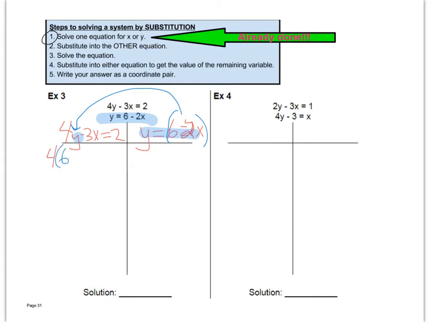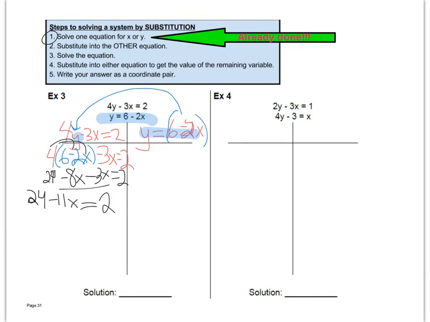Replace means take out the y and replace it with the expression 6 minus 2x. Copy everything else down. And then do algebra. So, first thing we do, distribute the 4. 24 minus 8x, minus 3x equals 2. Now, I'm going to combine my like terms, so 24 minus 11x, because negative 8 minus 3 is negative 11, equals 2. I'm going to subtract 24 from both sides.